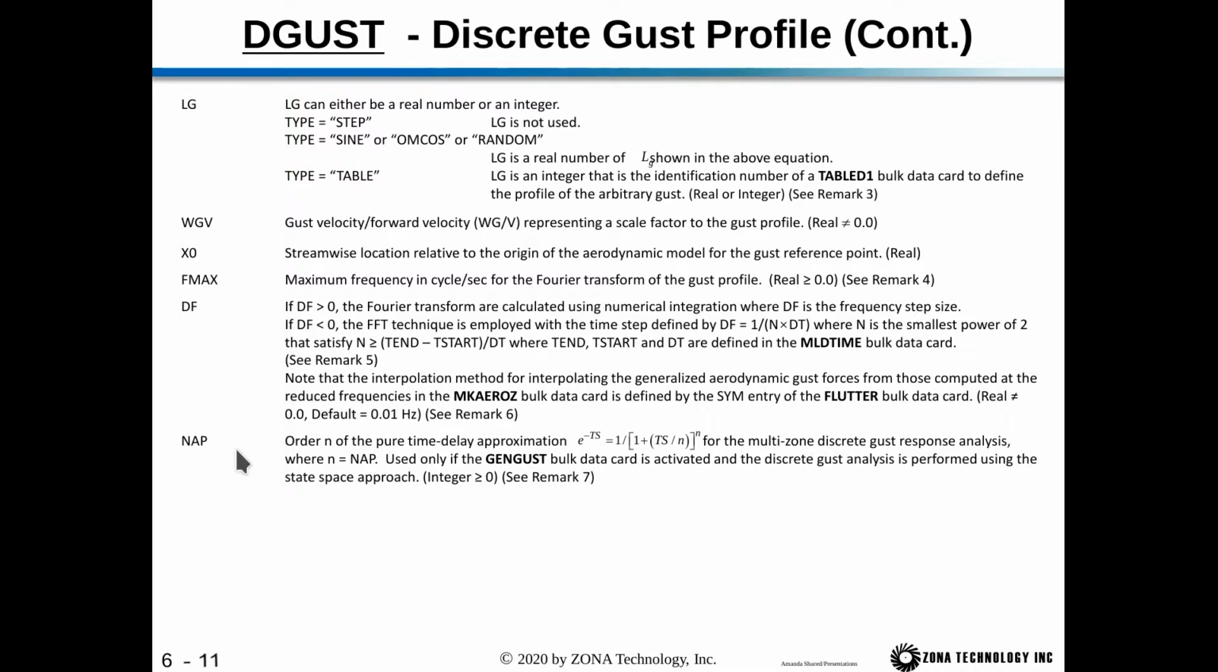And then lastly, we have the NAP field. This is the order n of the pure time delay approximation, e to the minus ts, which is approximated by 1 over 1 plus ts over n to the power n for the multi-zone discrete gust response analysis, where n is equal to NAP. This is only used if the GenGust bulk data card is activated and the discrete gust analysis is performed using the state space approach.